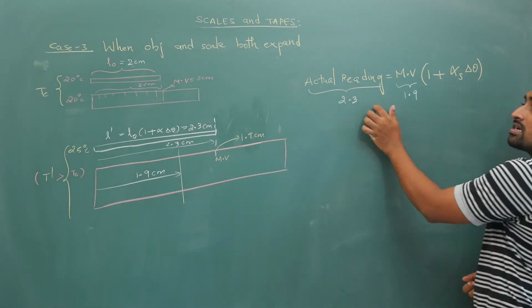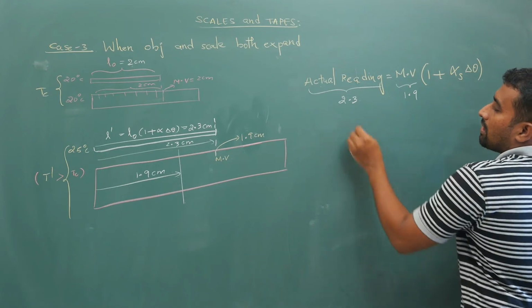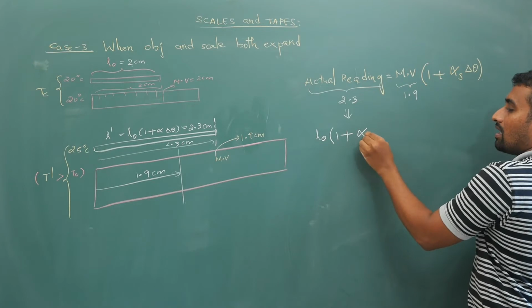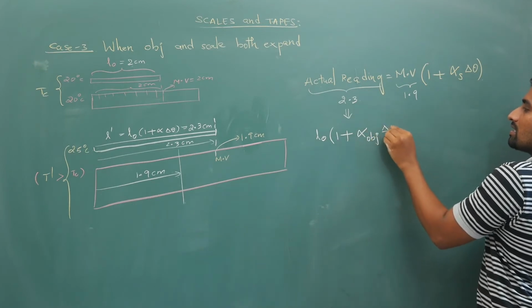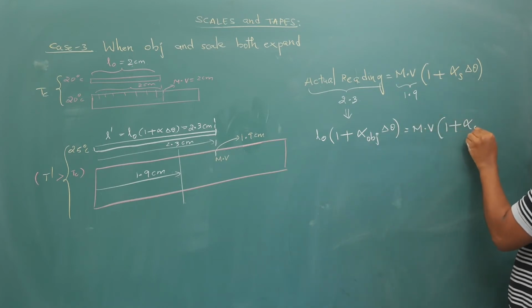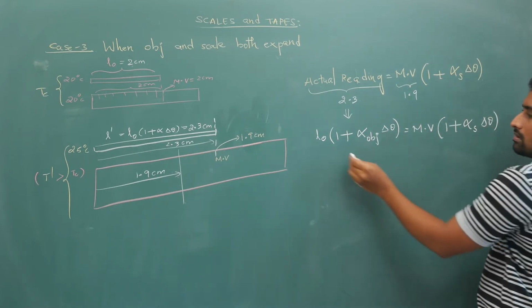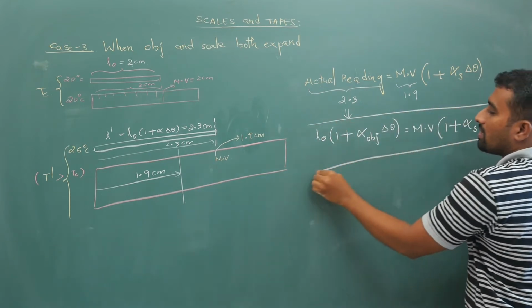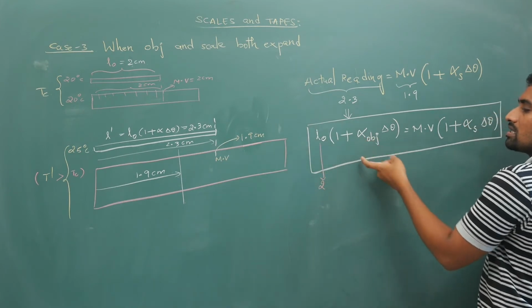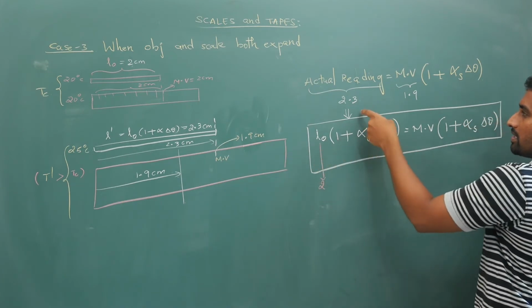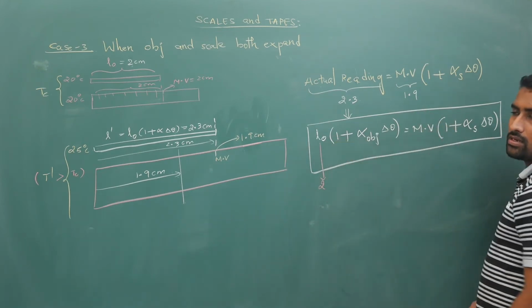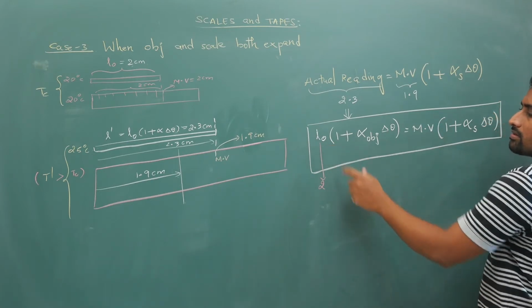Now in the question this could be given directly, or else your actual reading is L0 times 1 plus alpha of object into delta theta, which is equal to measured value times 1 plus alpha of scale into delta theta. So he could give you even this, where your L naught is 2, this is alpha of object, together it is 2.3, and measured value is 1.9 times this much.